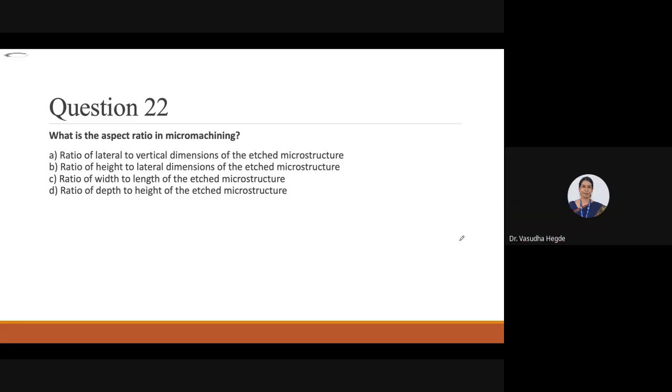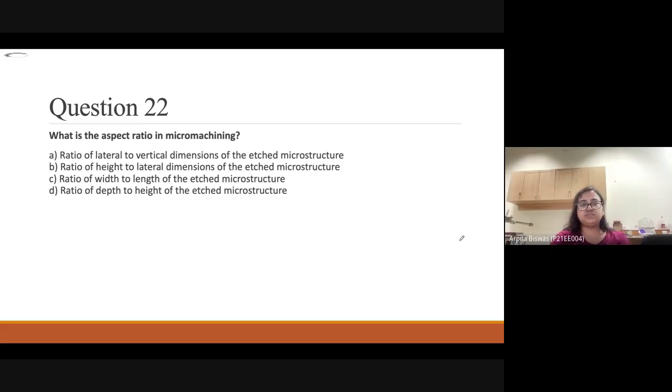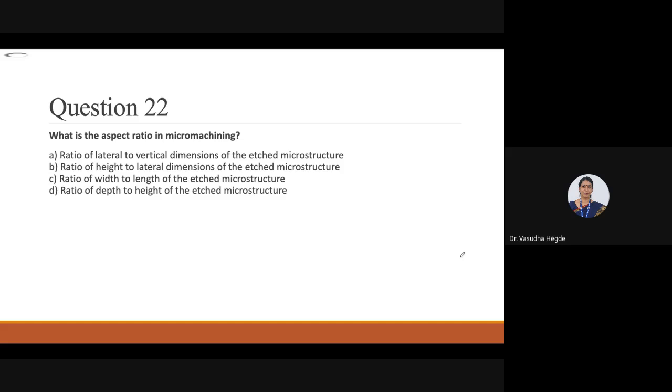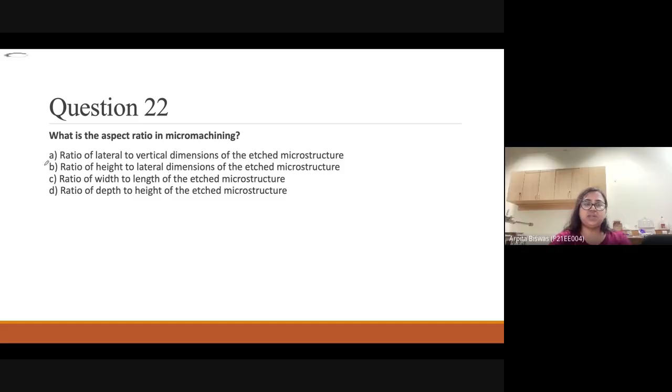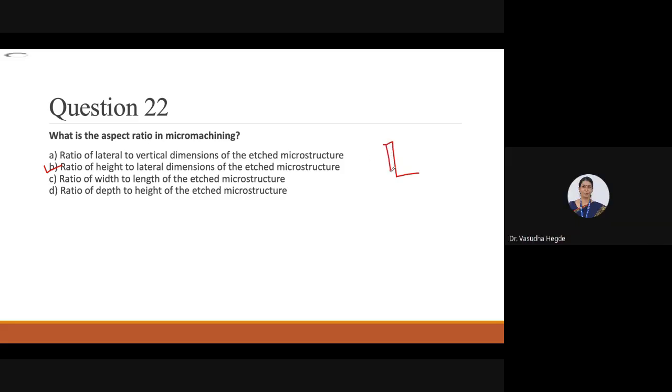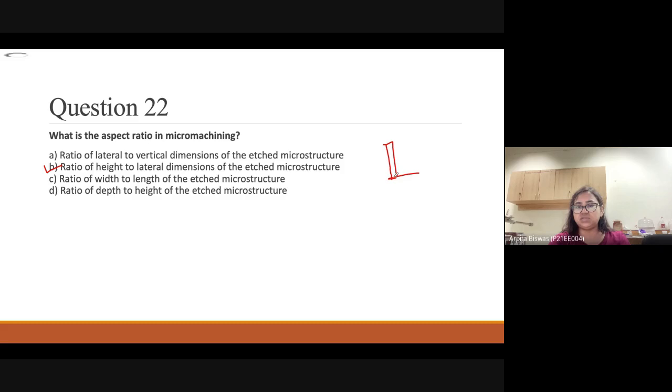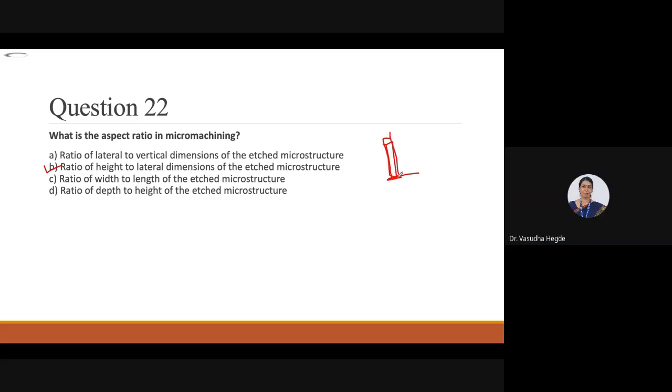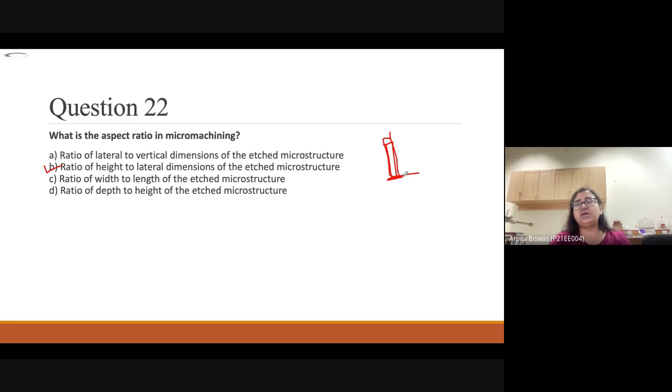Is it depth to the height, D? No, it has to be height to the lateral dimension. It is option B, height to the lateral dimension. Aspect ratio means the height will be greater than the lateral dimension, like this type of structure. But depth to the height cannot happen. This lateral dimension and this height. Like the aspect ratio is 100:1.